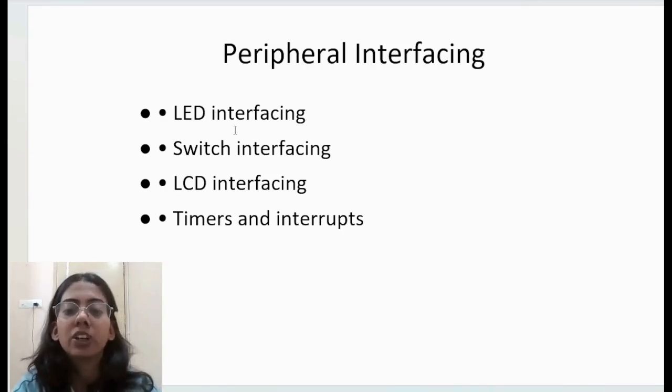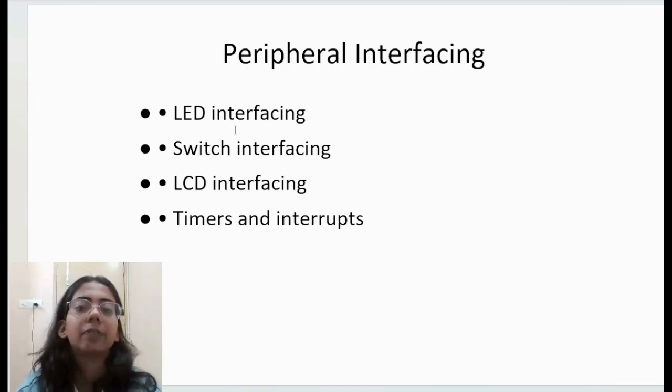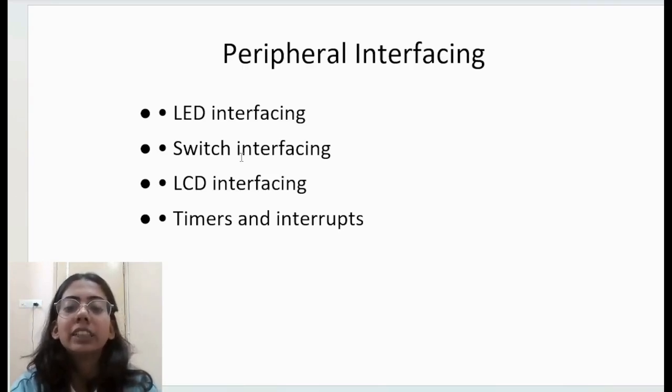LED interfacing is one of the basic and most important experiments in embedded systems. An LED is connected to a GPIO pin on the microcontroller. By writing logic in embedded C, we can control the LED to turn on or off. This helps us understand how software controls hardware behavior. And second, switch interfacing. Switches are used as input devices in embedded systems.